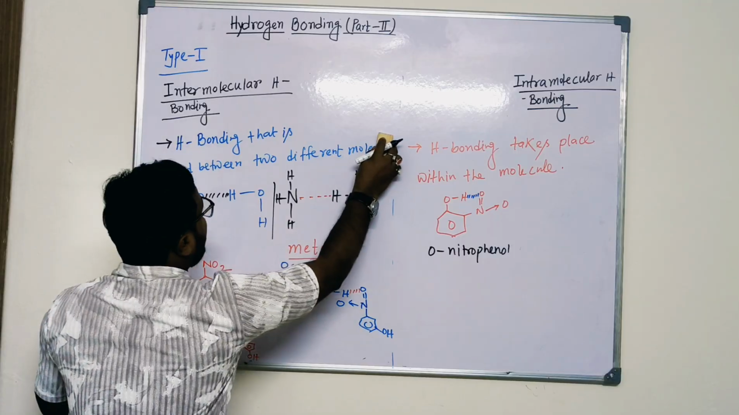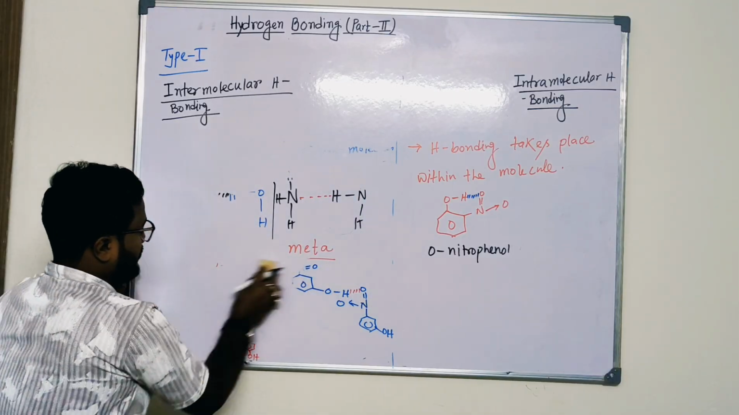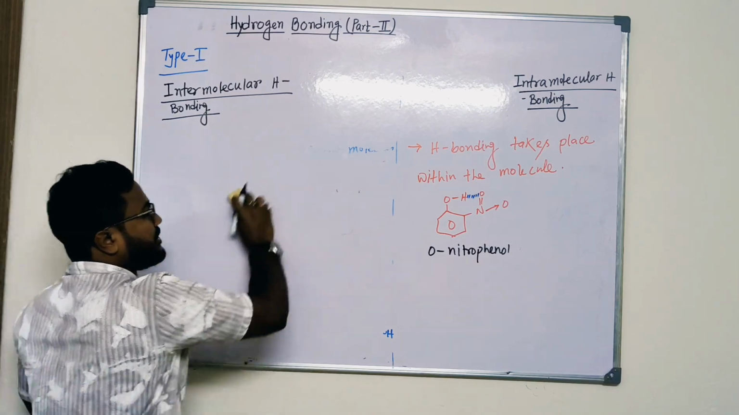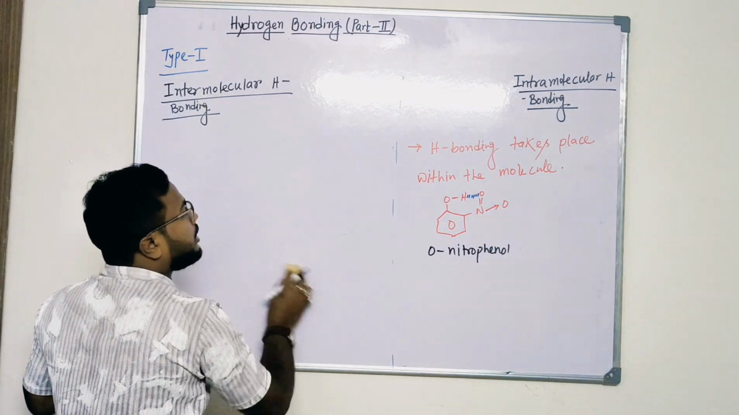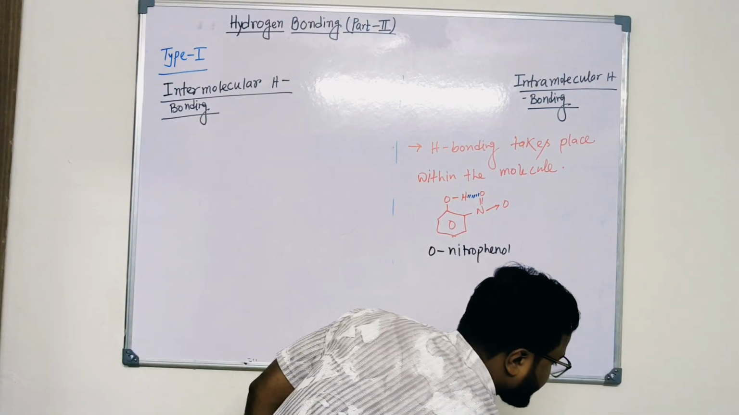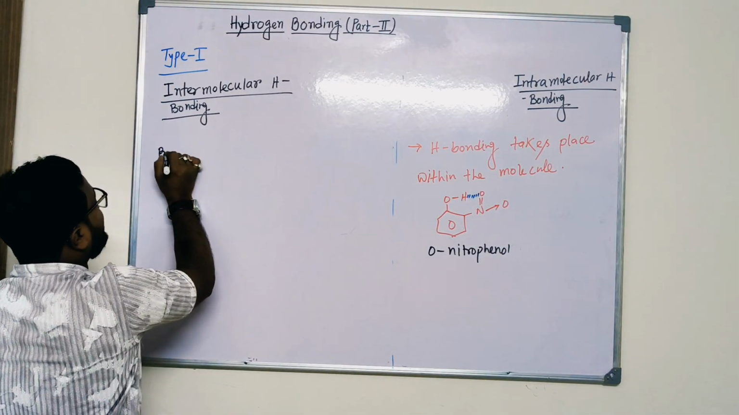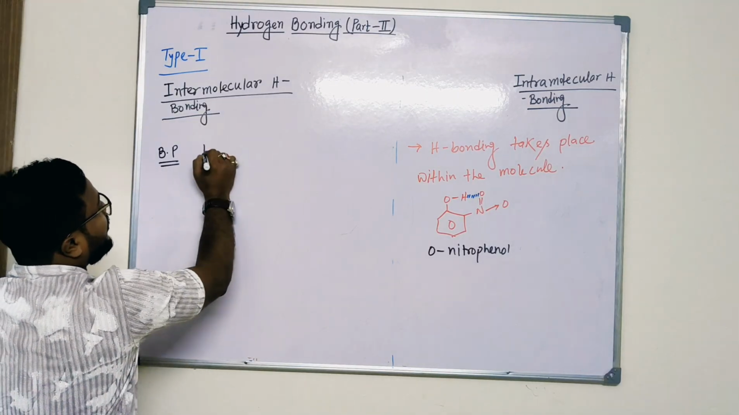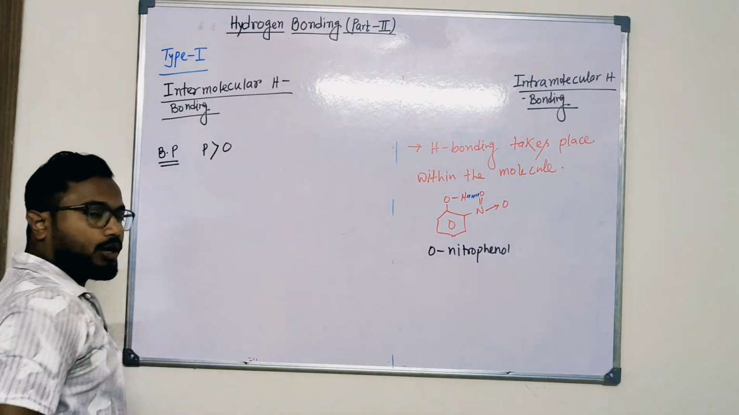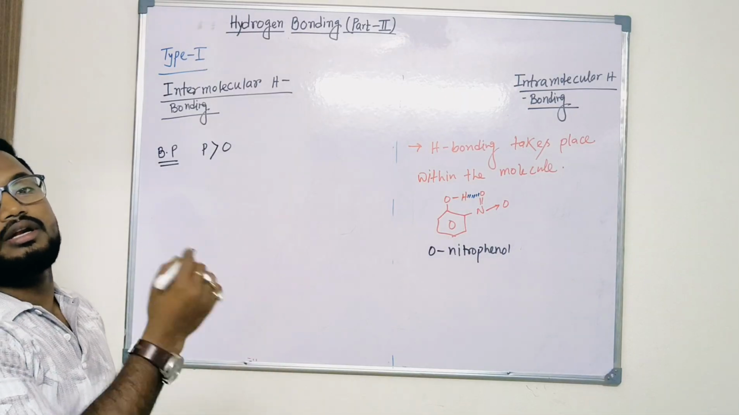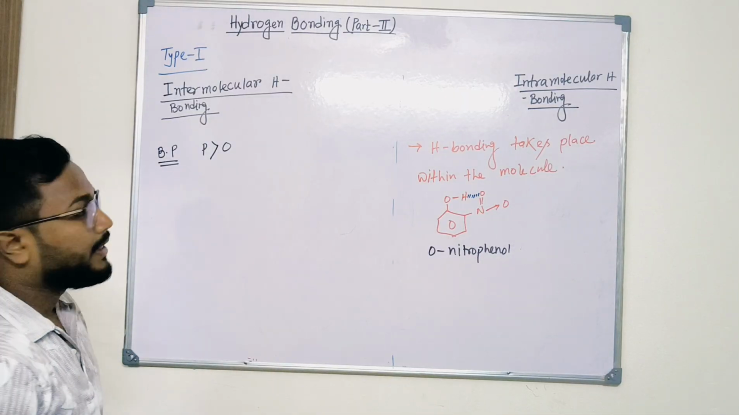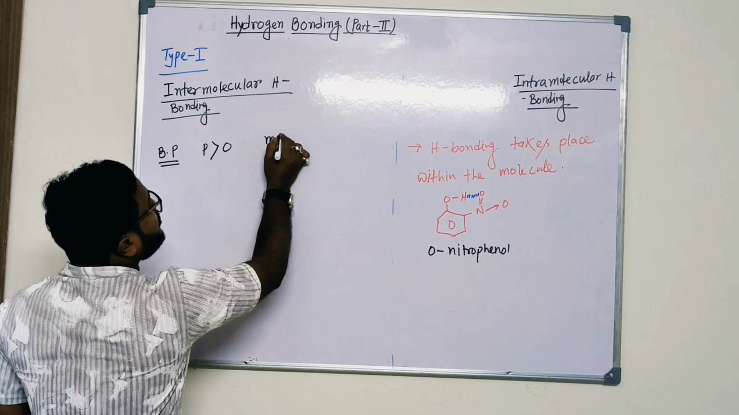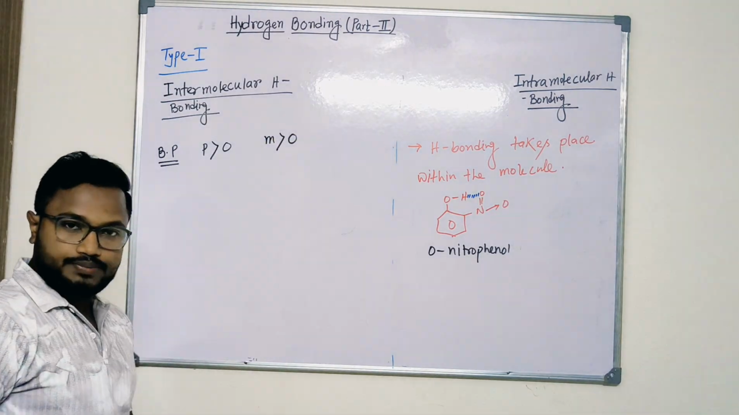In this case, I am erasing this. So, in case of para, molecule becomes little bit bigger in size. As a result, their boiling point, if we are comparing, boiling point in case of para will be greater than ortho, because in ortho, intramolecular hydrogen bonding is happening. If we compare in case of meta as well, meta has also greater boiling point than ortho.